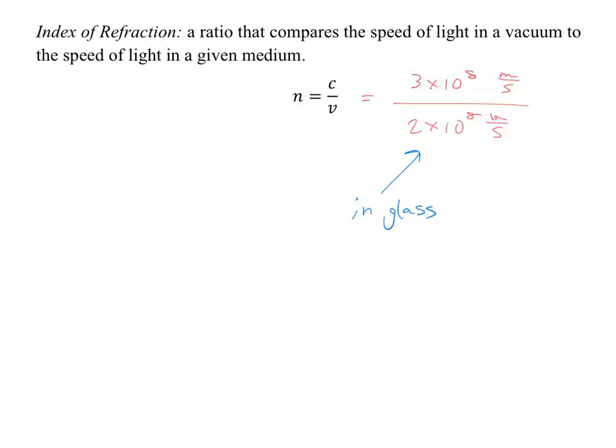So if you wanted the n value, the index of refraction for glass, you just take a look at that ratio. What happens to 10 to the 8? What's 3 over 2? As a decimal ratio, what's usually represented? Yeah, 1.5. That's the value of the index of refraction for glass.